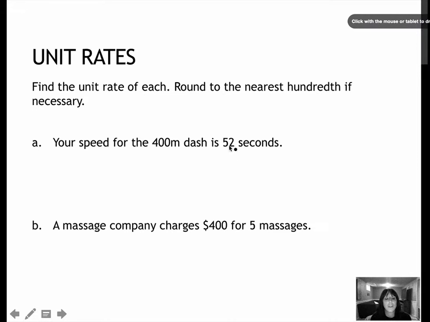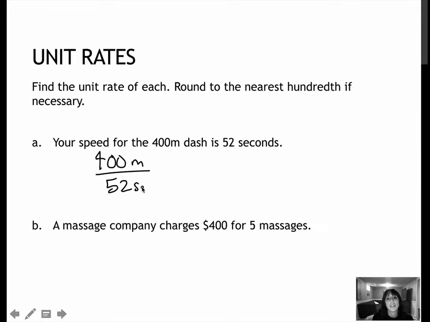Let's try these together. Our speed for the 400 meter dash is 52 seconds. I doubt it, but let's just go with it. 400 meters per 52 seconds. I'm trying to find out what is your speed, you must be very fast, your speed in meters per second. And so I will simply divide.